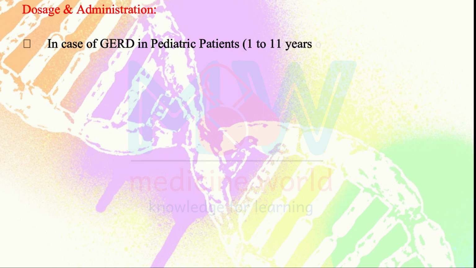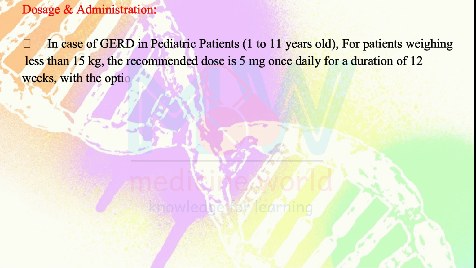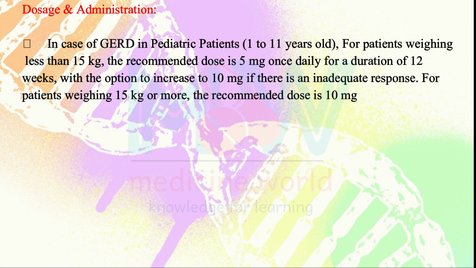In case of GERD in pediatric patients, 1 to 11 years old, for patients weighing less than 15 kilograms, the recommended dose is 5 milligrams once daily for a duration of 12 weeks, with the option to increase to 10 milligrams if there is an inadequate response. For patients weighing 15 kilograms or more, the recommended dose is 10 milligrams once daily for 12 weeks.